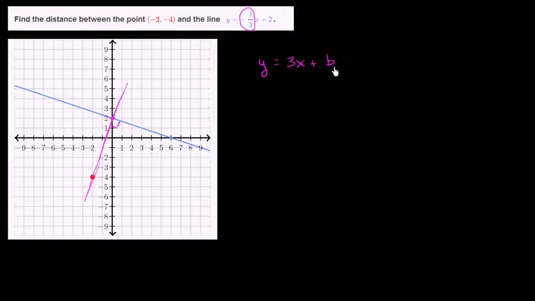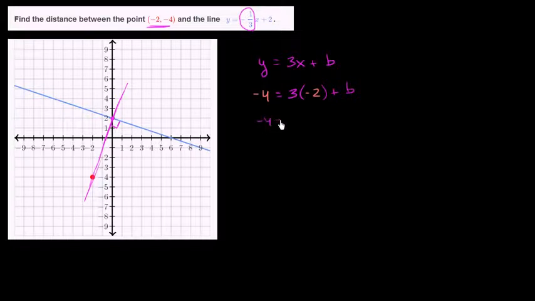So to figure out what b actually is, let's substitute this point right over here. We know that not only is this line slope 3, but this point has to sit on it. So this point has to satisfy this equation. So when x is negative 2, y is negative 4, or we have negative 4 is equal to 3 times negative 2 plus b. Let me write the negative 2 in there. 3 times negative 2 plus b. And now we can solve for b.